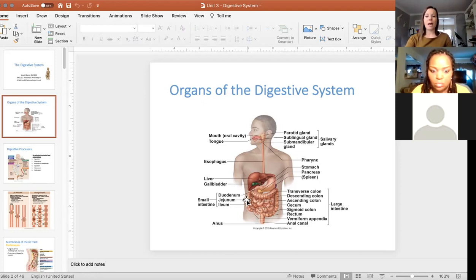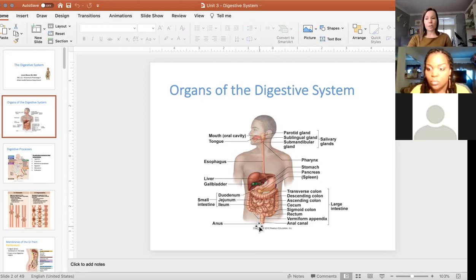The large intestine basically goes all around the outside of the small intestine. It comes up this side, that's called the ascending colon. Then it goes across the top, that's called the transverse colon. Then it curves around and goes down the other side, that's called the descending colon. Then it curves and comes down, that's the rectum. And the anus is the opening at the end of that. That is the end of the digestive tract, so it goes from mouth to anus.